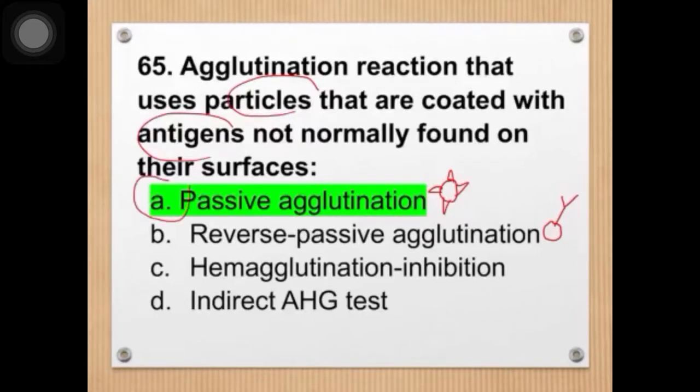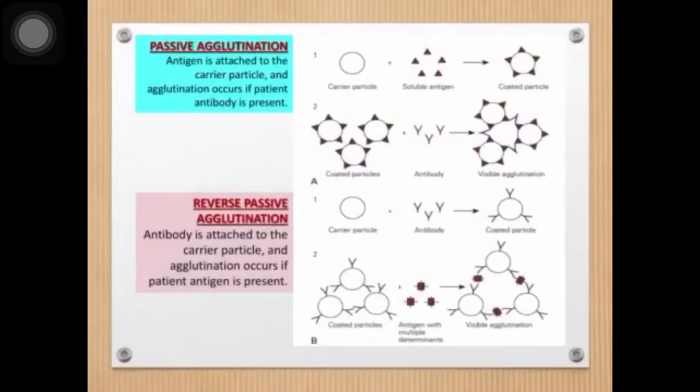Ito na nga po, pag sinabing passive, yung carrier po coated with an antigen, ano pong dinidetect nito? Antibody. Agglutination will occur in the presence of the corresponding antibody. Pag reverse passive, yung carrier particle is coated with an antibody, it should be coated wherein yung mga antigen binding site are active and available. Agglutination will occur in the presence of the corresponding antigen. Reverse passive agglutination.